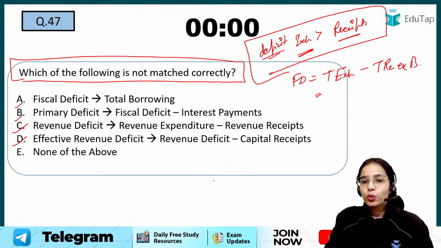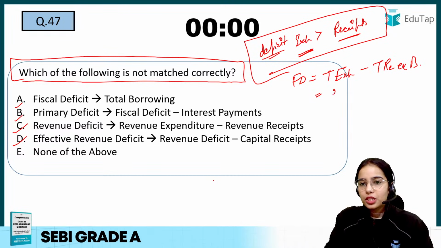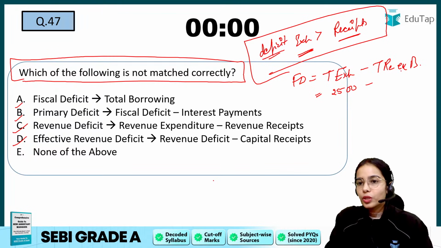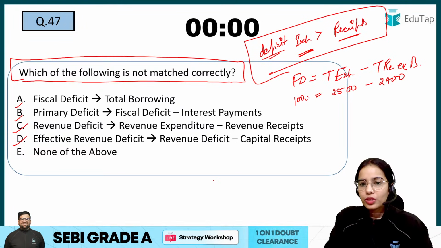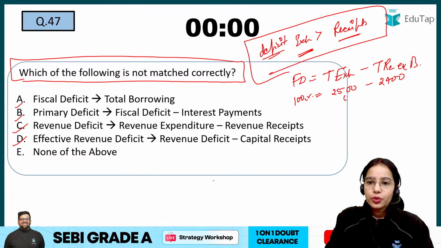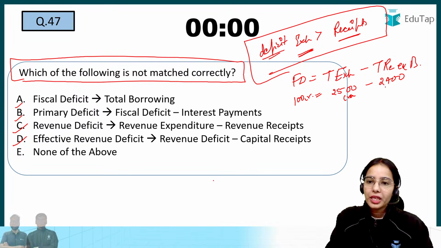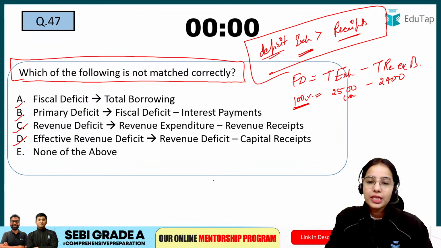So let's say the total expenditure is 2500 crores. The total receipts of the government excluding borrowing is 2400 crores. So fiscal deficit is 100 crores.